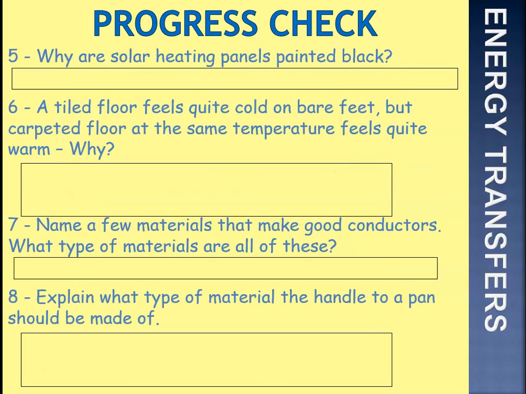Question 5. Why are solar heating panels painted black? We want them to absorb as much heat as possible, so we colour them black because that is the best absorber of infrared radiation. The tile floor feels quite cold on bare feet, but carpeted floor at the same temperature feels warm. Why is that?